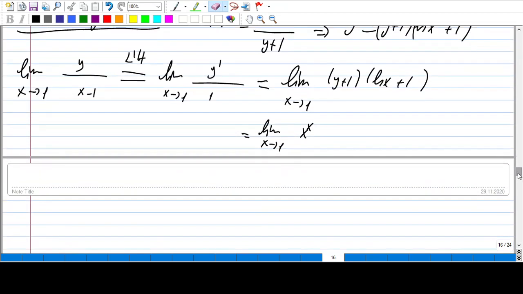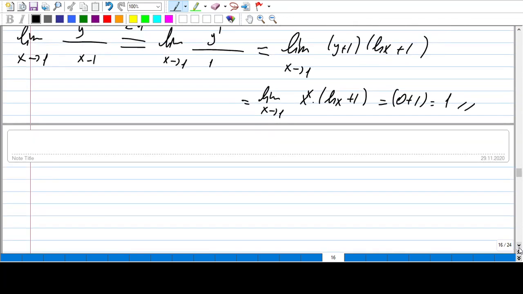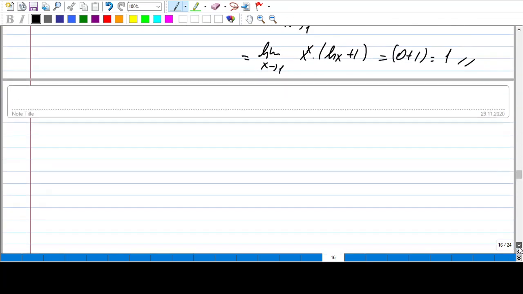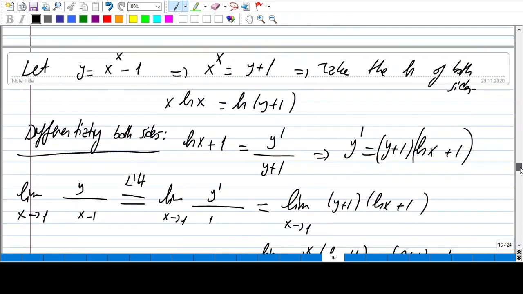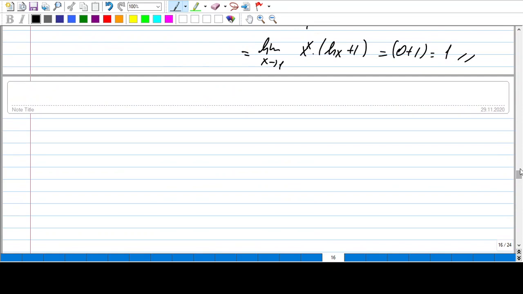Okay, one more step, times ln x plus 1. Now put x is 1, 1 power 1 is 1. So then ln 1 is 0, 0 plus 1. The answer is 1. Yeah, it's nice. It is a nice answer, but that's it. In fact, the question was not difficult, as you see. This was question number 4. Question number 5.